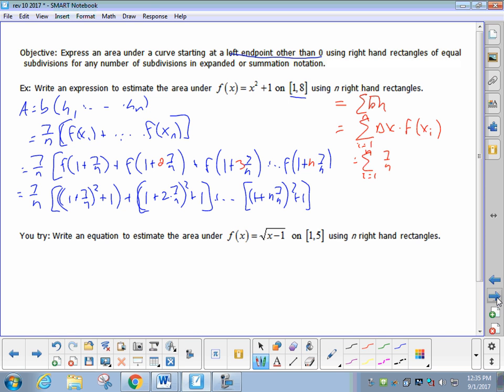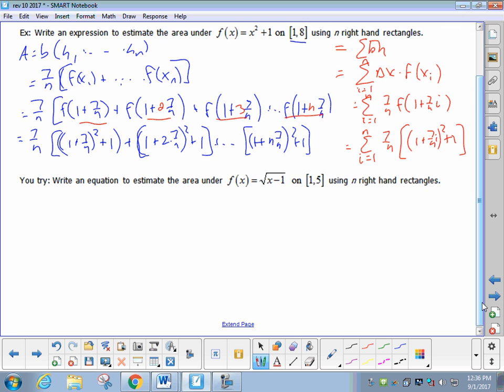And now, the harder part. The x sub i comes from those x's. What's the pattern to those x's? 1 plus 7 over n, some number of times i. Yeah? And then if you chose to get more function specific, you could also see the actual function, 1 plus 7 over n times i, squared, plus 1. You see? Good. Try one on your own.